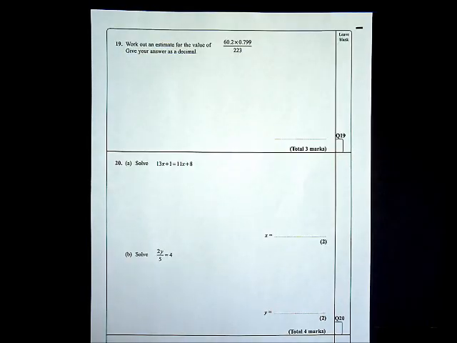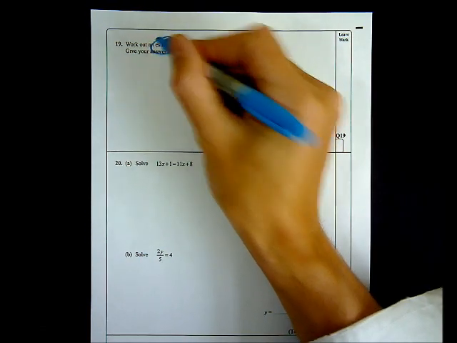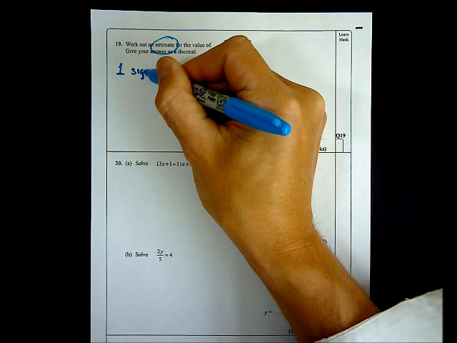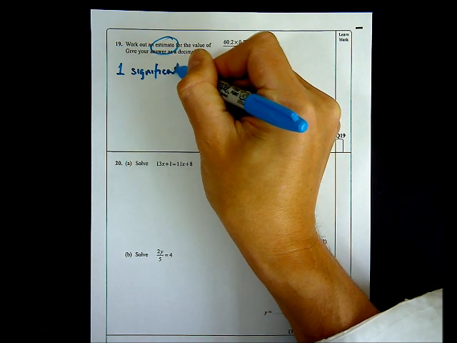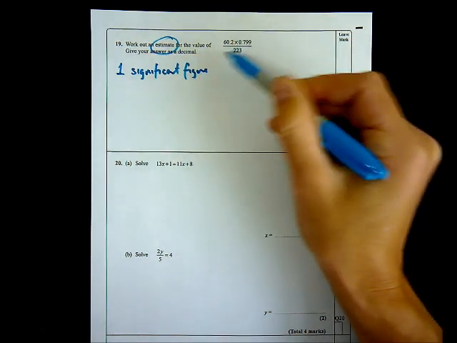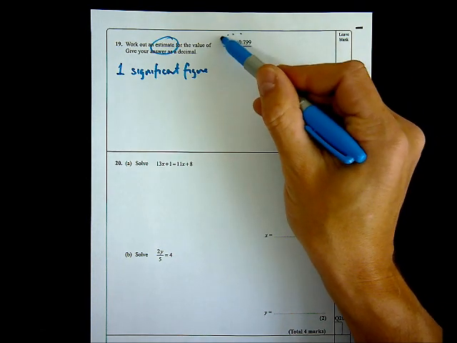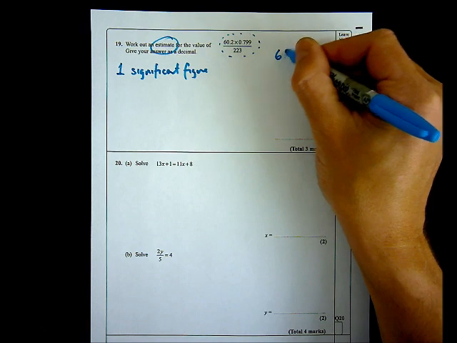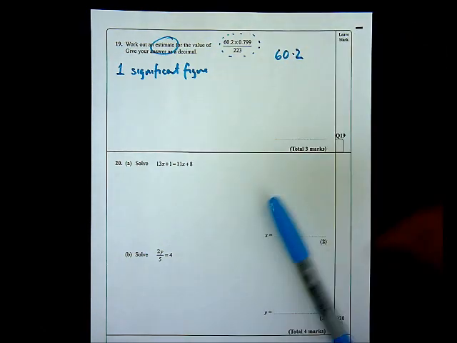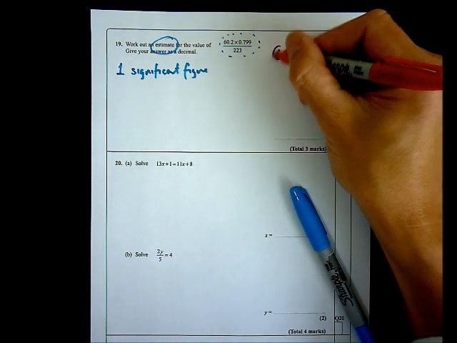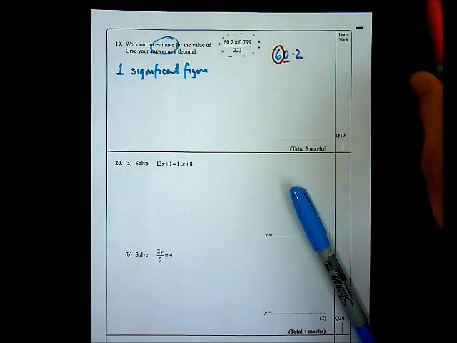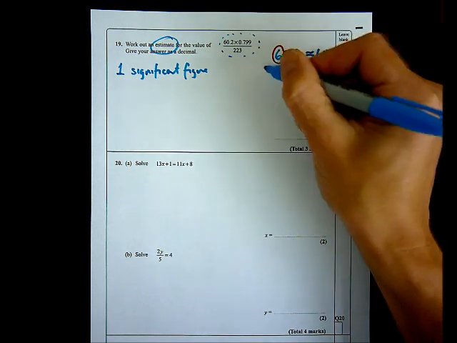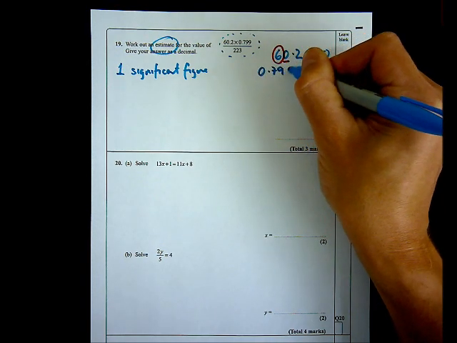On question 19, I'm asked to work out an estimate, which is mathematical speak for round to one significant figure, to the value of this calculation here. So the first thing I'm going to do is round all of these numbers to one significant figure. So 60.2, if I round that, the first significant figure would be the 6, and therefore I'm going to look at the 0, which is going to leave that as a 6, so therefore this is going to be approximately 60. And I'm going to do the same for the other 2 numbers in the calculation.